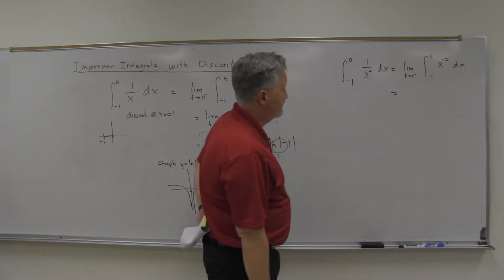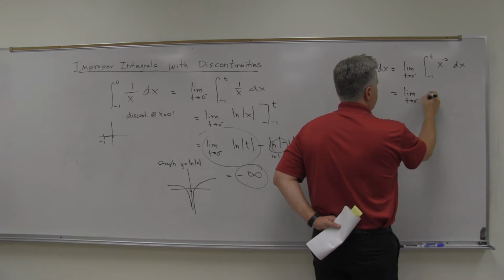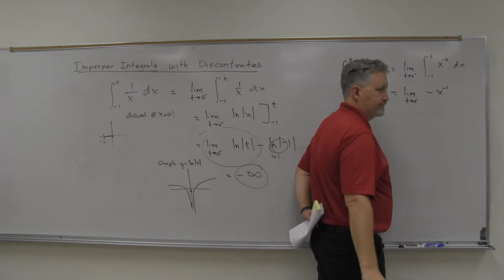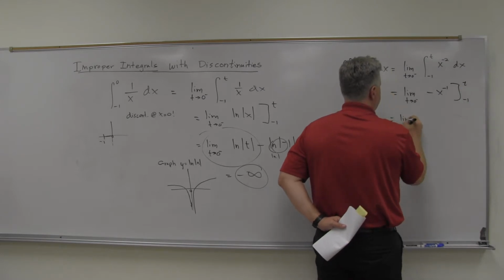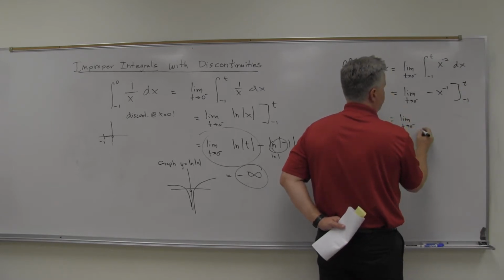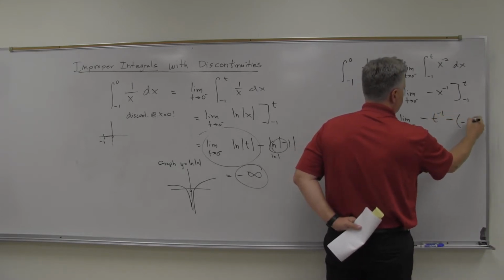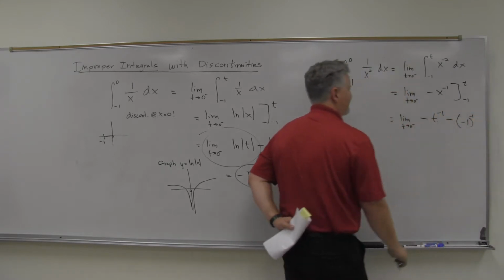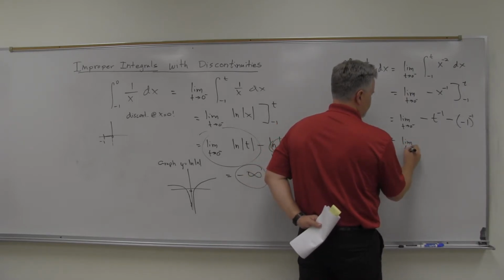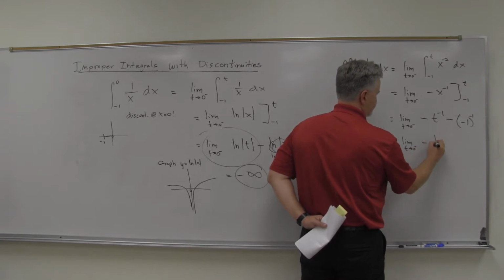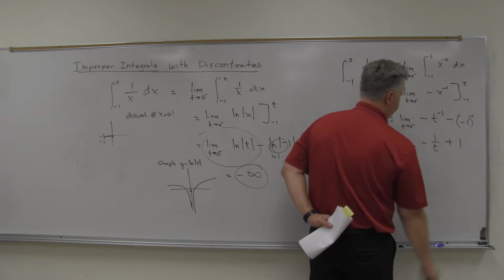That's x to the negative 2, so the integral is going to be negative x to the negative 1. So we have the limit as t goes to 0 from the left of negative t to the negative 1 minus negative 1 to the negative 1. Let's go ahead and flip that over here. That's negative 1 over t. That's plus 1.